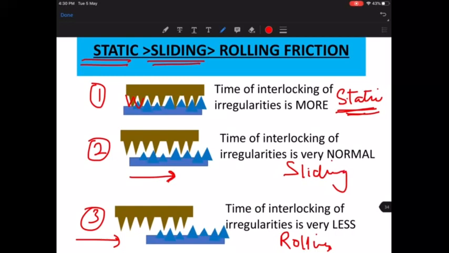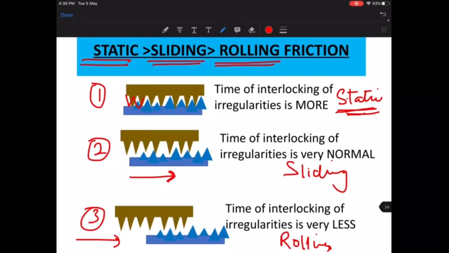And look what happens in the case of rolling friction. In the case of rolling friction, the two objects are actually quickly rolling over each other. So there is no time for interlocking, very less time for interlocking. So which is the least friction? Rolling friction is the least friction.